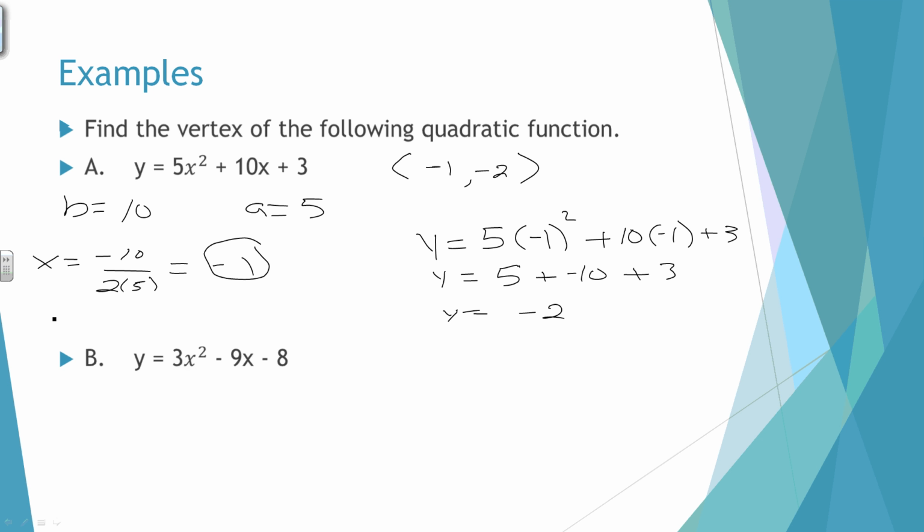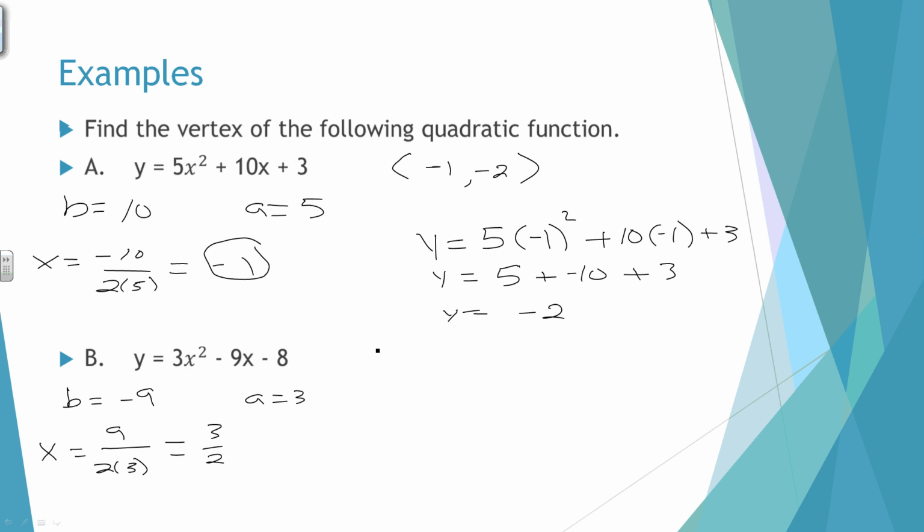I could also say that my axis of symmetry is x equals negative 1, because I know that this x coordinate is negative 1. Right, second problem here. Same thing: b equals negative 9 and a equals 3. This is the same function, example b, we saw when we were finding the axis of symmetry. So my x is going to equal negative b, so the opposite of negative 9 is a positive 9, over 2a, so 2 times 3, which is 6. And we found that to be 3 halves.